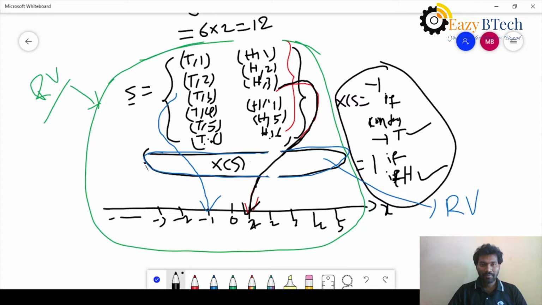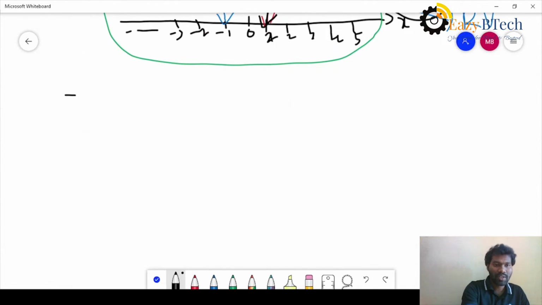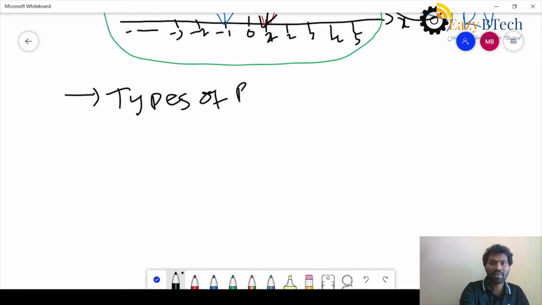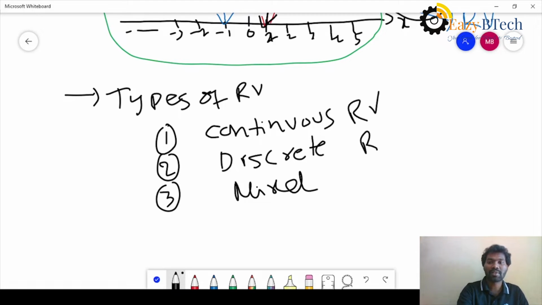Now see, there are different types of random variables. So the first one is the continuous random variable. The second one is the discrete random variable. The third one is the mixed random variable. So there are three types of random variables: continuous, discrete, and mixed. As the names say, continuous, discrete, mixed.